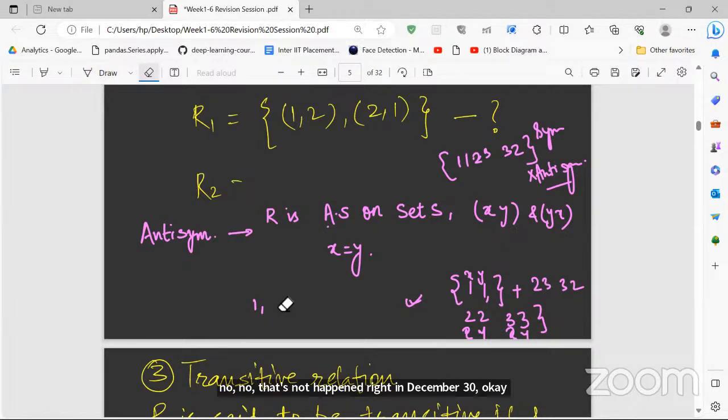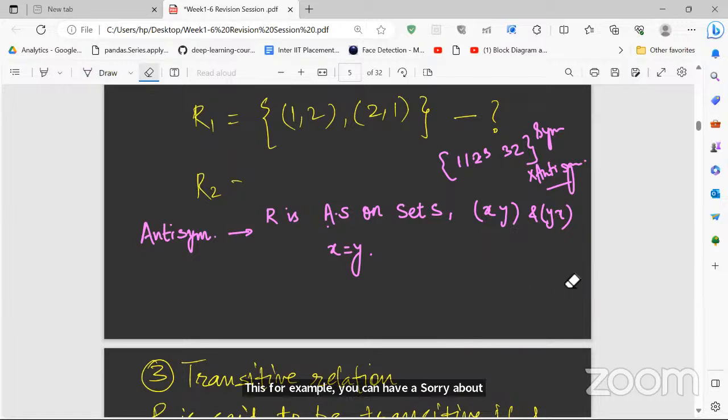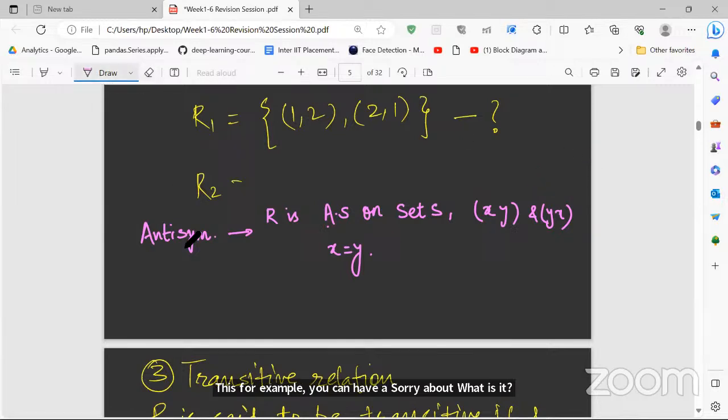See, for example, you can have a matrix. Sorry, not matrix, because every time I'm reading matrix, it's not a matrix, it's a relation. If we have some relation 1, 1, 1, 3, and 3, 1, what is this? This is reflexive, symmetric. Sorry, this is symmetric and reflexive.